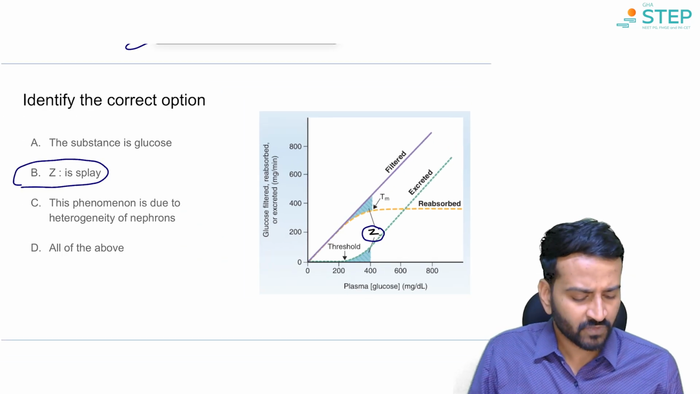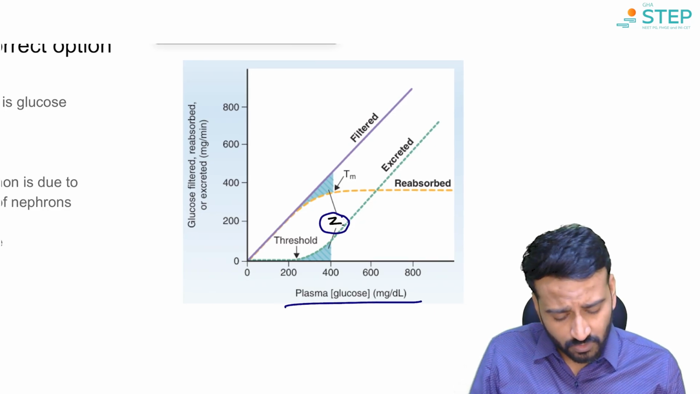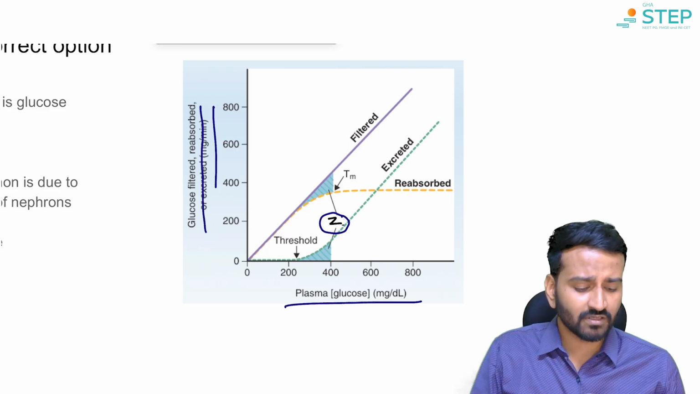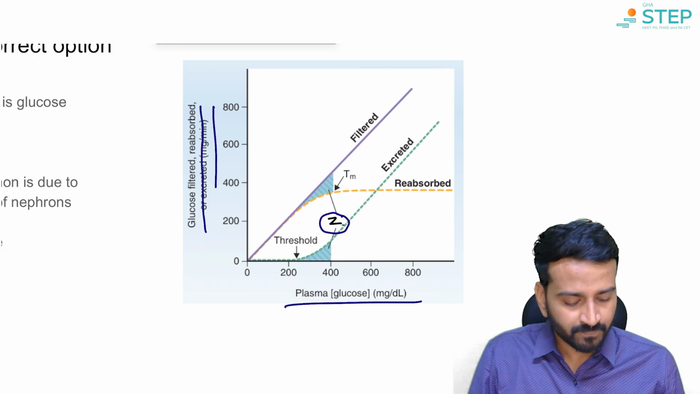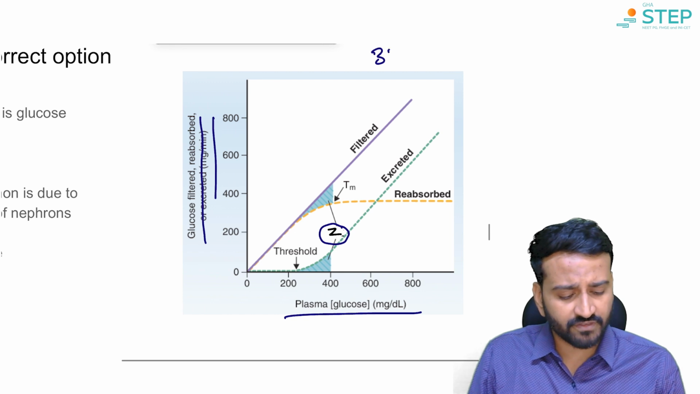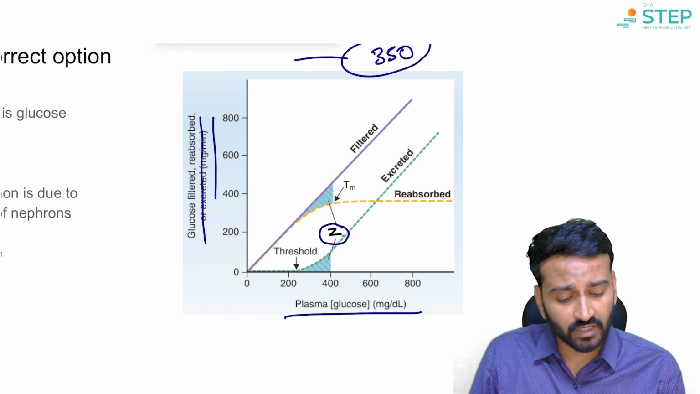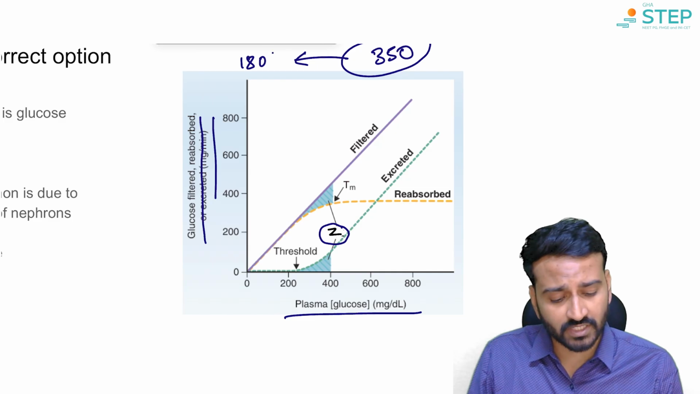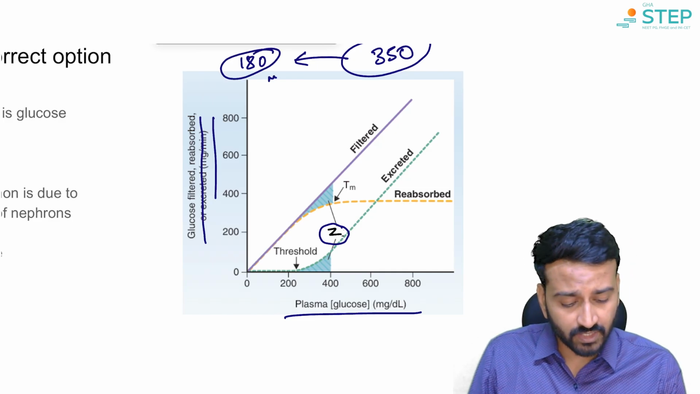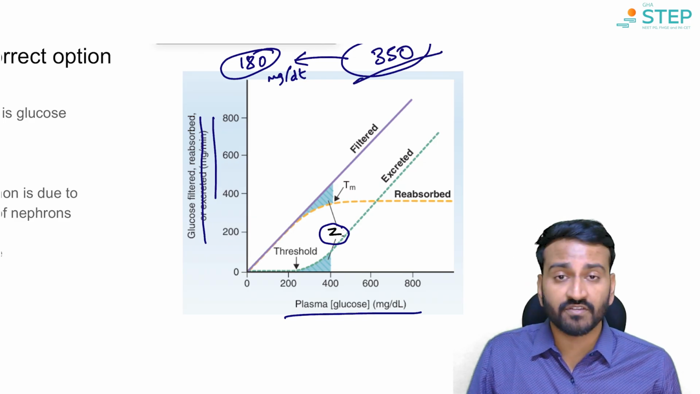Z is splay. Actually, this is a graph plotted against plasma glucose and glucose filtered, reabsorbed or excreted. This is in the nephron. Okay. Usually the transport maxima is around 350 for glucose, but the glucose starts to appear in the urine at 180 concentration in the blood. Okay, 180 mg per dl. Okay, but the transport maximum is 350.